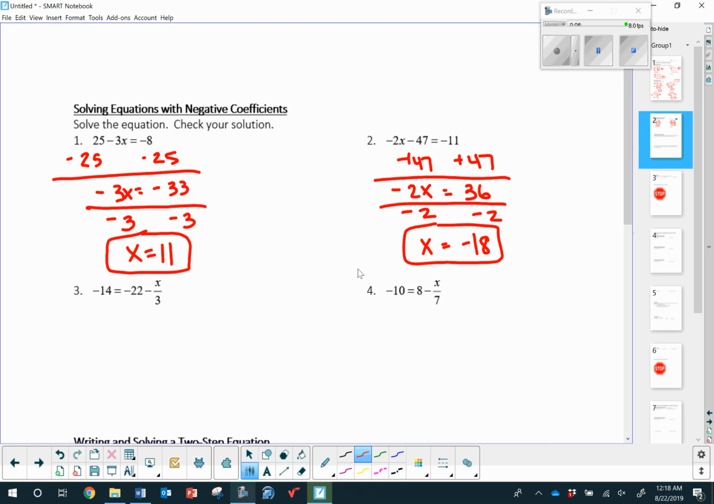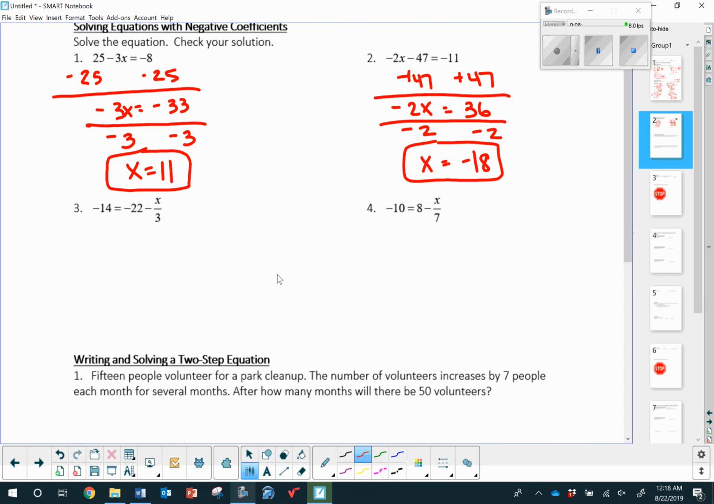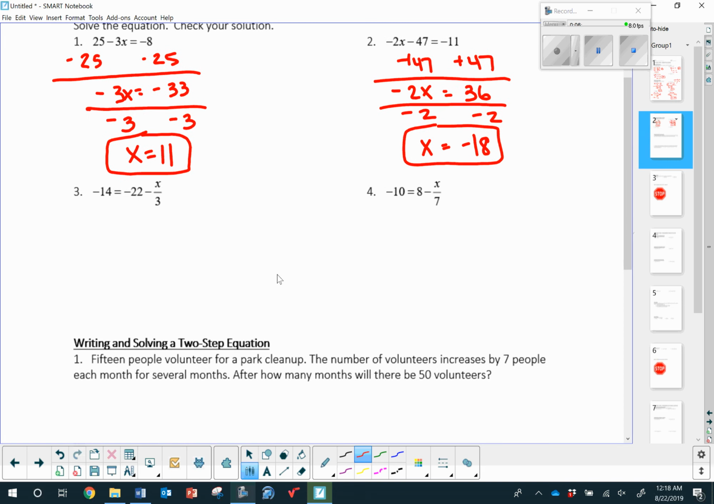All right, number 3, moving right along. We're going to do the opposite of minus 22, so we're going to add 22 to both sides to start with, isolating that variable. So we have 8 equals negative x over 3. If you notice, that negative sign doesn't go away.